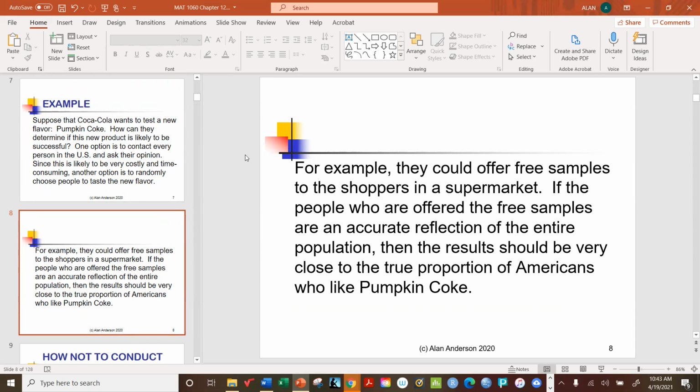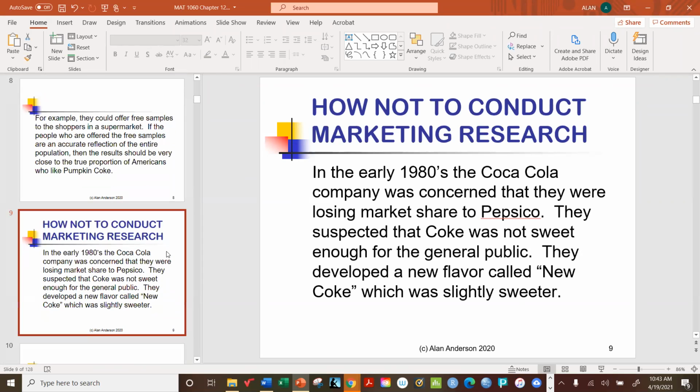So I sneaked in here an example based on the Coca-Cola Company, a disaster that faced them about 40 years ago now. And so I called this section, How Not to Conduct Market Research. Okay, so this is a disaster that befell the Coca-Cola Company in the early 80s. And it isn't directly related to the sampling that they did, but the way they carried out the research itself. But I think you'll find this to be very interesting. And it shows you how easily things can go horribly wrong when we try to do marketing research based on samples of people.